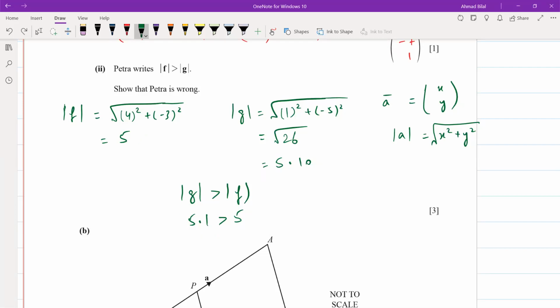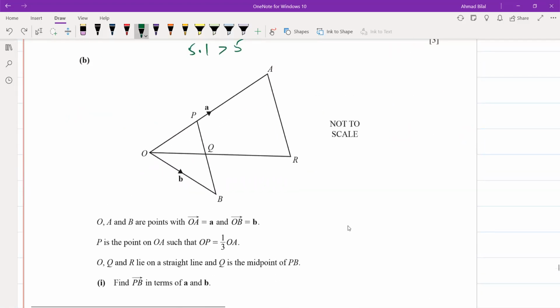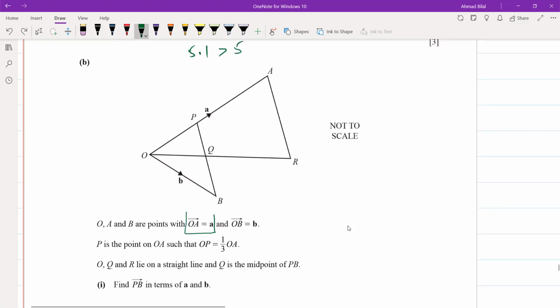Okay, then it says we have O, A, and B that are points with position vectors OA equals a, and OB is equal to b. B is the point on OA such that OB is equal to 1 over 3 OA. तो ये point यहाँ पे आ गया 1 over 3 times OA. So अब ratio wise देखो, अगर ये 1 है बाकी कितना होएगा, बाकी 2 होएगा. अगर total length ये 3 है, तो उसमें से 1 part नीचे और 2 parts ऊपर.